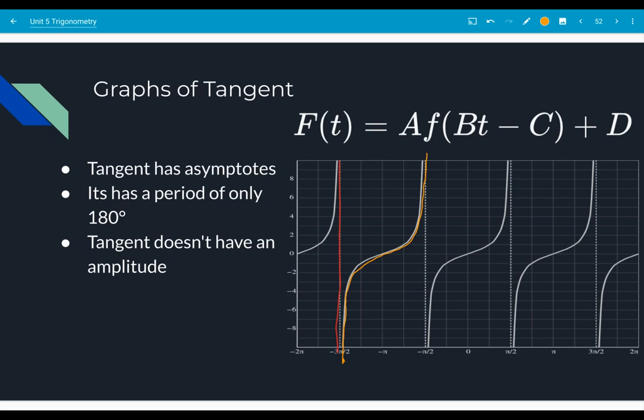Okay? Tangent can have an A, but it doesn't really have an amplitude. The A just changes the shape. It doesn't have amplitude in the way we think of it for sine and cosine. So if you're graphing tangent, remember that it's this S curve, and this right here is 0, 0. So it starts at 0, swoops up to pi over 2, and then resets.